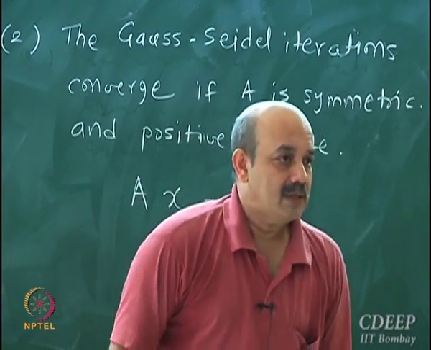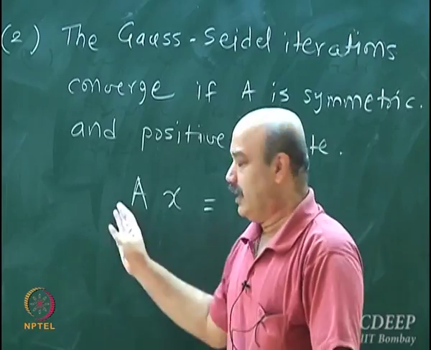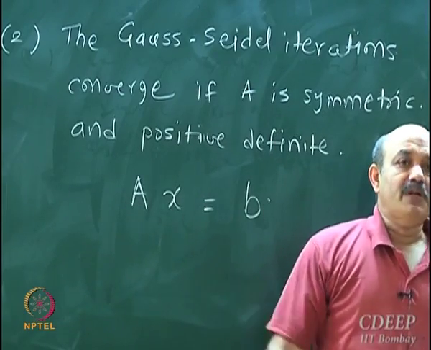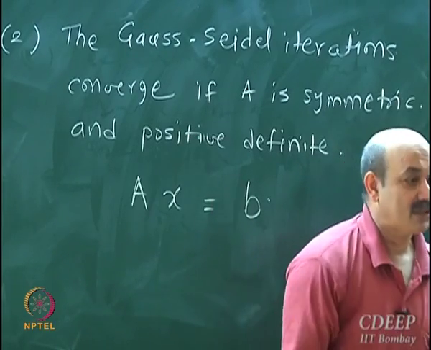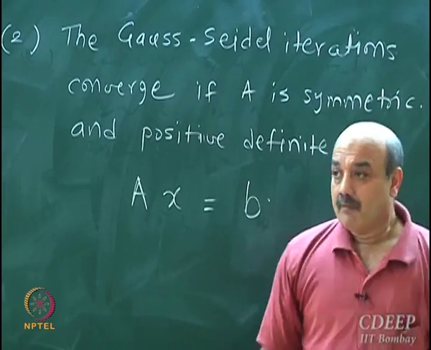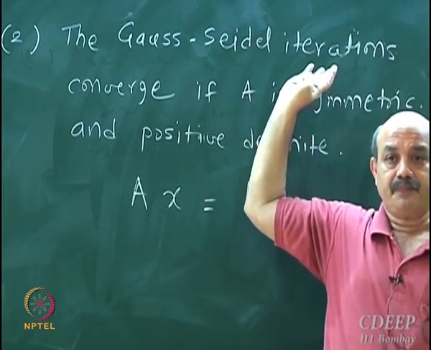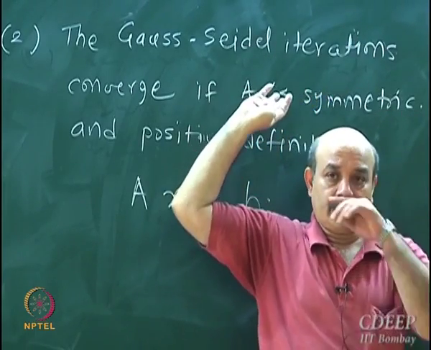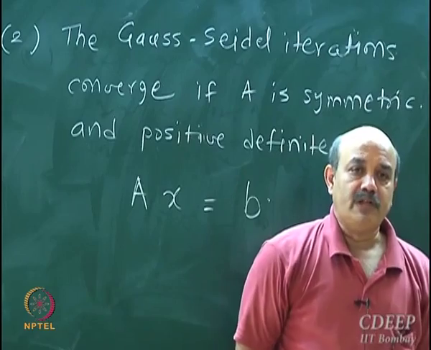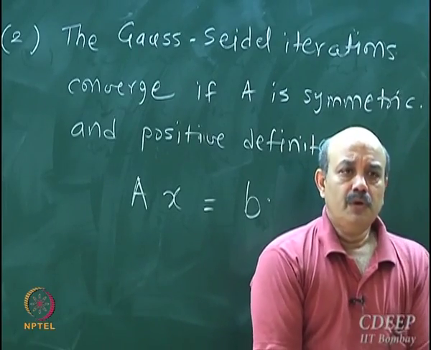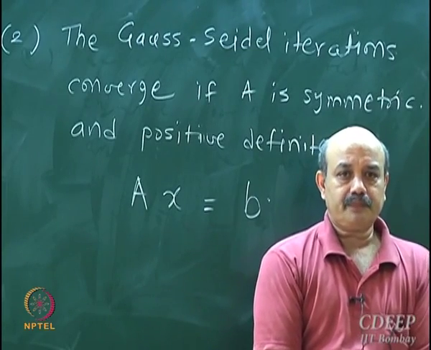I am not talking about least squares now, where we had a tall matrix. I am just talking about A being a square matrix, and the problem which is given to me is such that A is not symmetric positive definite. But I know that the sufficient condition for convergence of the Jacobi or Gauss-Seidel method is that the matrix in my problem is symmetric positive definite. Is there something that I can do to convert this problem into one with a symmetric positive definite matrix?